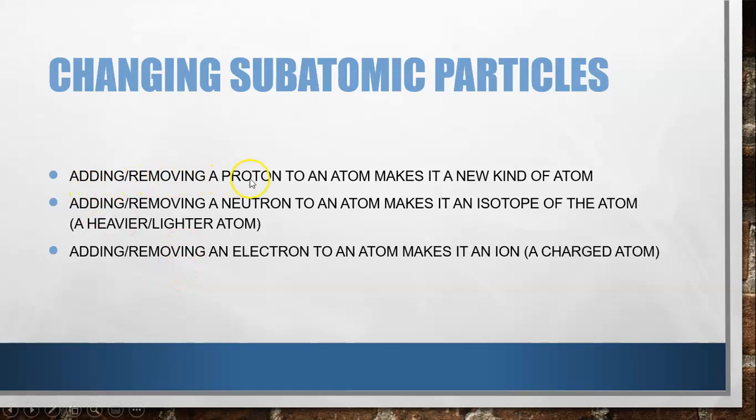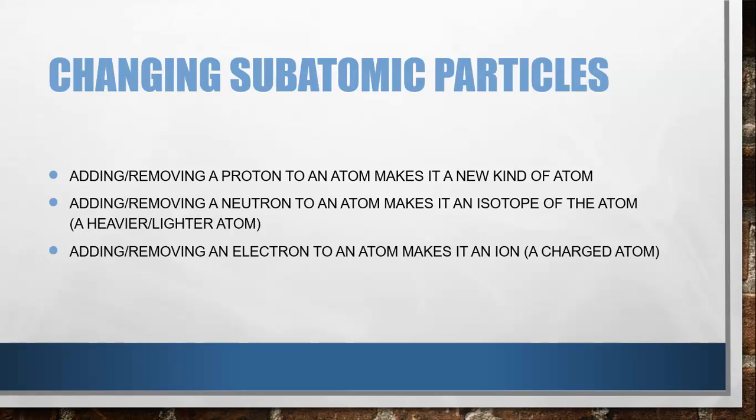if you add or remove a proton from an atom, it just makes it into a new kind of atom, because the number of protons is kind of what gives it its defining characteristics. So if you were to take lead and subtract some protons from it, you would get a different type of atom. If you add or remove a neutron, you just make it what's called an isotope, right? It becomes a little bit heavier or a little bit lighter, but it's still the same.